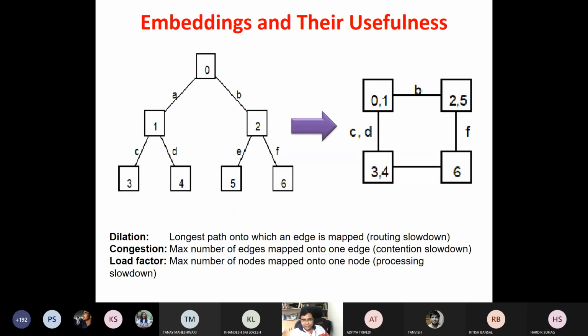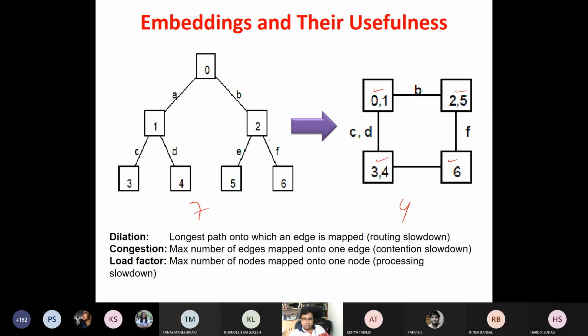So let's look at another embedding, same example. Now we have reduced to a 2 cross 2 mesh, so the number of nodes is also less. Here there are 7 nodes, and the total number of nodes in the target is 4. Definitely there will be processing slowdown. So what we are doing here, 2 source nodes are mapped to 1 node of the target. So 01 is mapped here, then 25 is mapped here, then 34 is mapped here, and then 6 is mapped here.